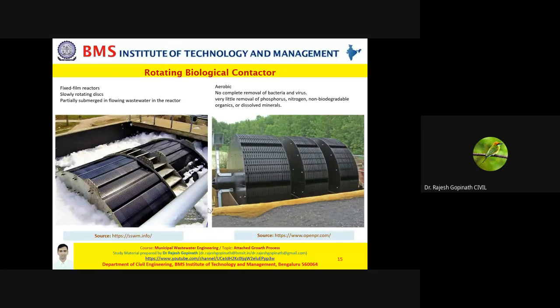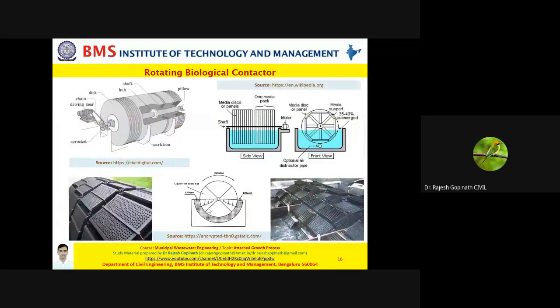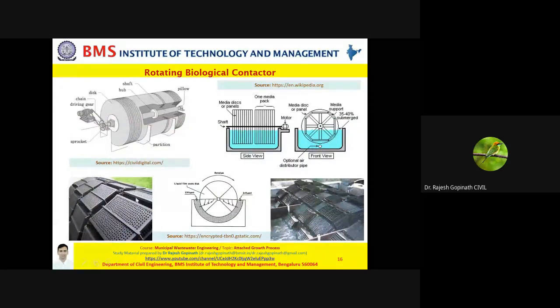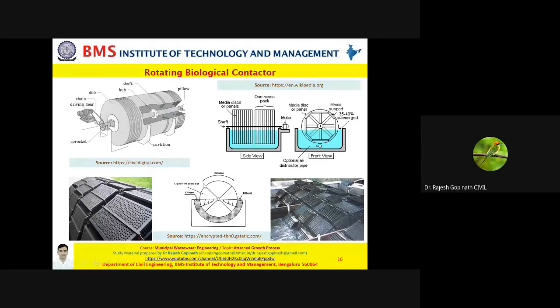Let's try to have a better view of this. These are your surfaces on which the microorganisms get attached when they get immersed into the wastewater. So how would the cycle be? If this is your RBC, this is the aerobic portion. When the wastewater is moving like this, it starts revolving, so it starts rotating.